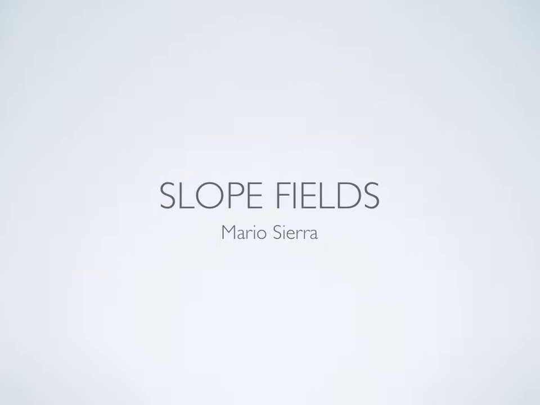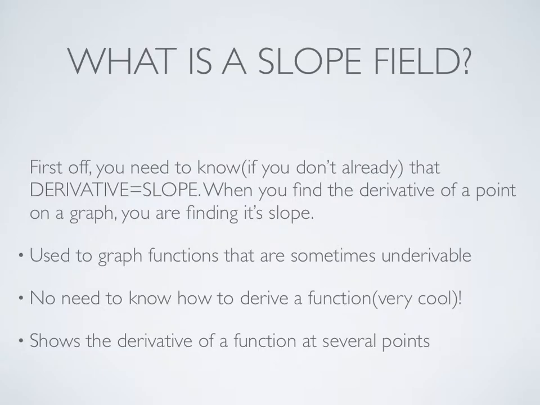Slope fields. What is a slope field? First off, you need to know, if you don't already, that derivative equals slope. When you find the derivative of a point on a graph, you are finding its slope. What makes slope fields useful?